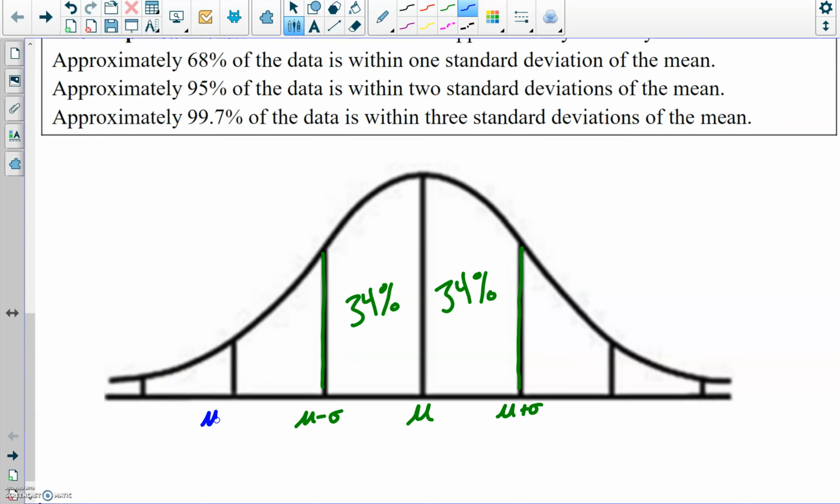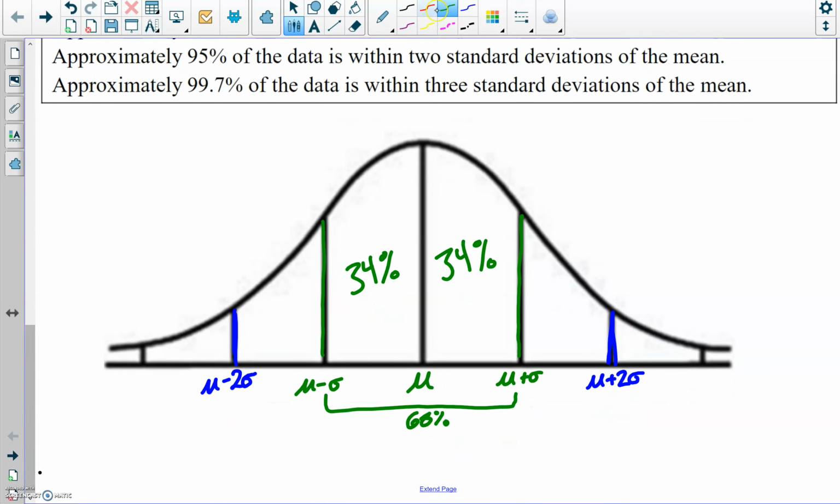95% is within 2 standard deviations. So we'd have mu minus 2 sigma over here, and then mu plus 2 sigma over here. In between these 2, you're going to have 95%. So we had between these 68% total. And let me scroll down a little bit more now. And then between these 2, it should be blue now.